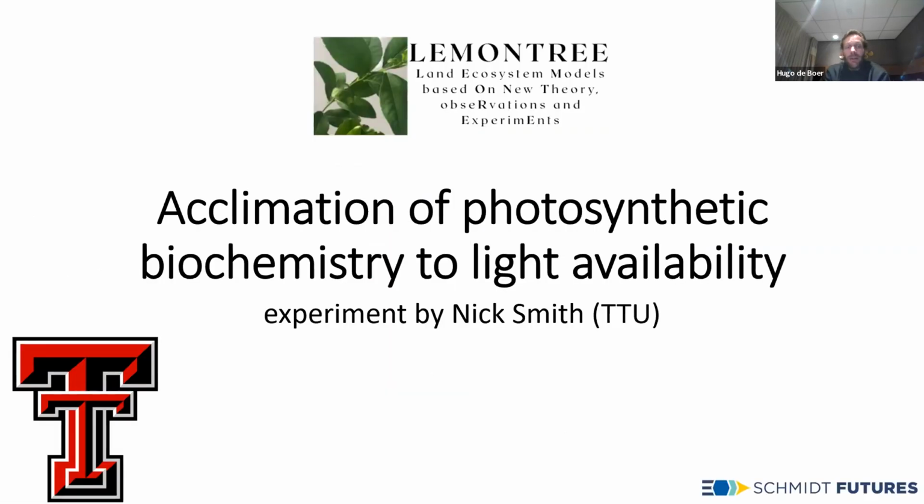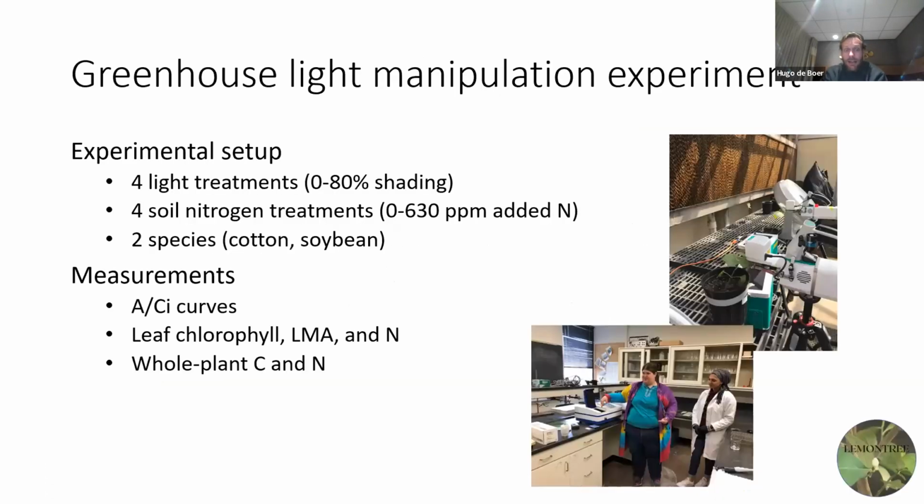So the third experiment that I would like to show you, and this is actually by Nick, but I will just go over it, is about the acclimation of photosynthetic biochemistry in response to light availability. Again, we use a similar type of setup. We're using growth chambers and manipulate how much light is available. There are here 4 light treatments that have progressively higher percentage of shading. So 0 would be 0 shading and 80% would be 80% shading, so less light. Then there are 4 soil nitrogen treatments and actually 2 species.